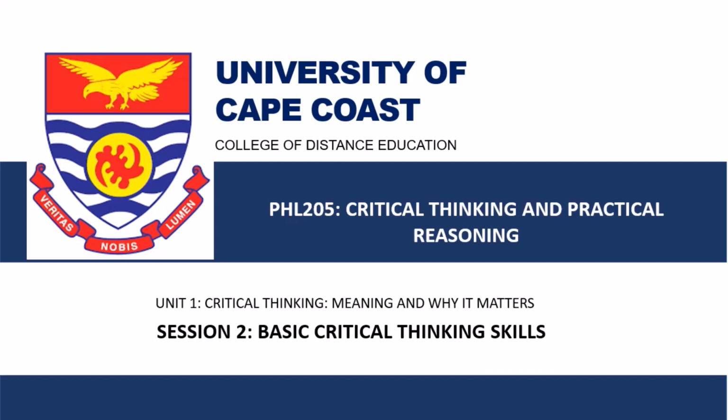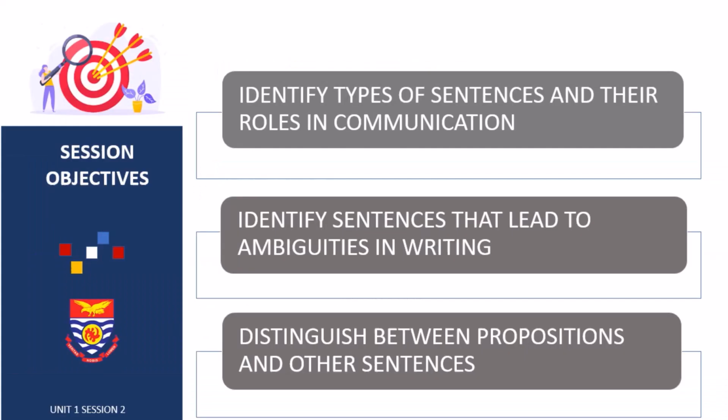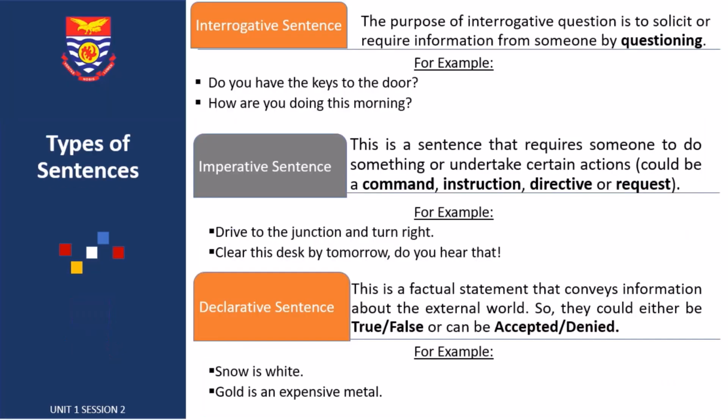Today, we are going to look at basic critical thinking skills. Our role here today is to identify the type of sentences and their roles in communication, identify sentences that lead to ambiguities in writing, and distinguish between propositions and other sentences. Now, the types of sentences.